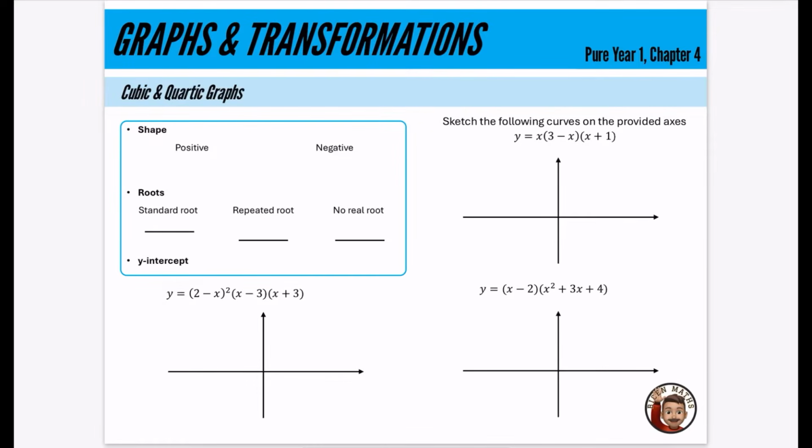Okay, this chapter is Graphs and Transformations, Pure Year 1, Chapter 4. This actually comes up in a lot of other future chapters, so be aware it's not always going to come up in this form in the exams. It's probably going to be combined with some other topics. So we're going to start off with some cubic and quartic graphs.